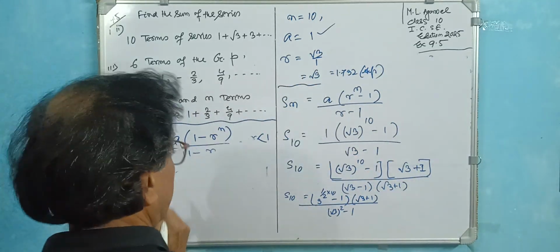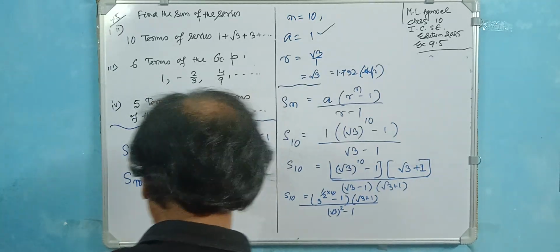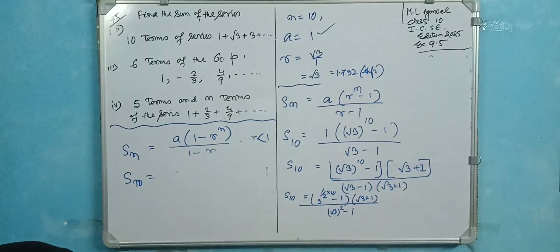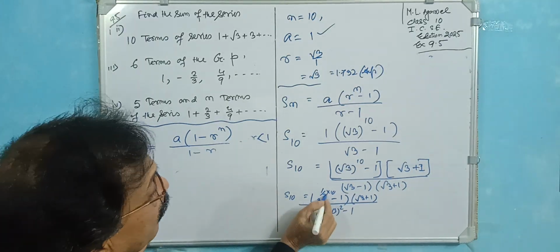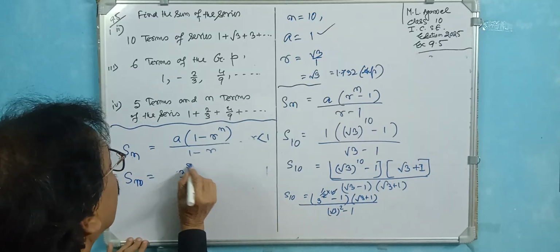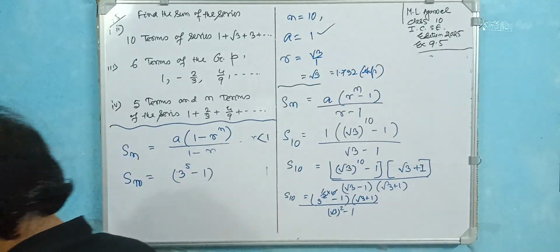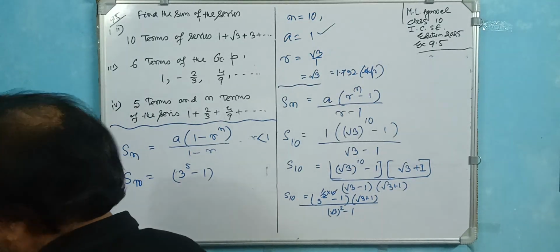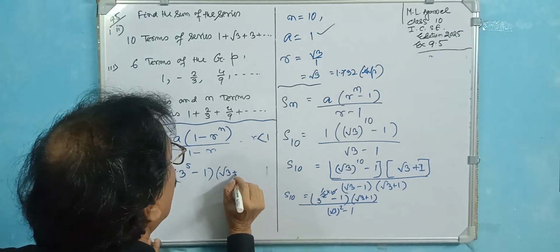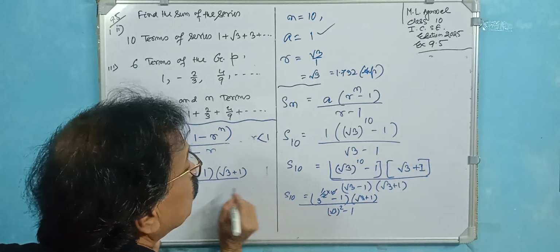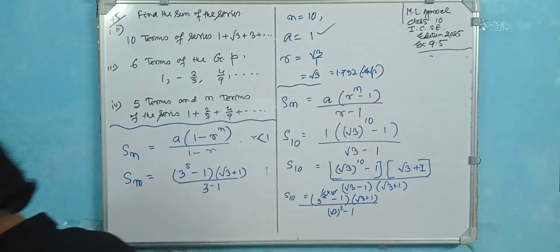Okay, here you rub it. So S10. This is S10, this is cut. So 3 to the power 5 minus 1, 3 to the power 5 minus 1. And this is root 3 plus 1. And now this is root 3 squared minus 1, 3 minus 1. Okay.